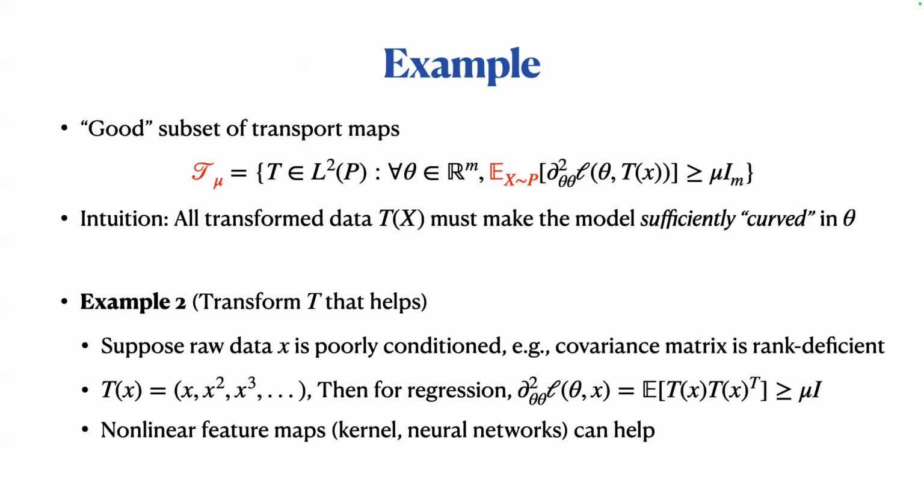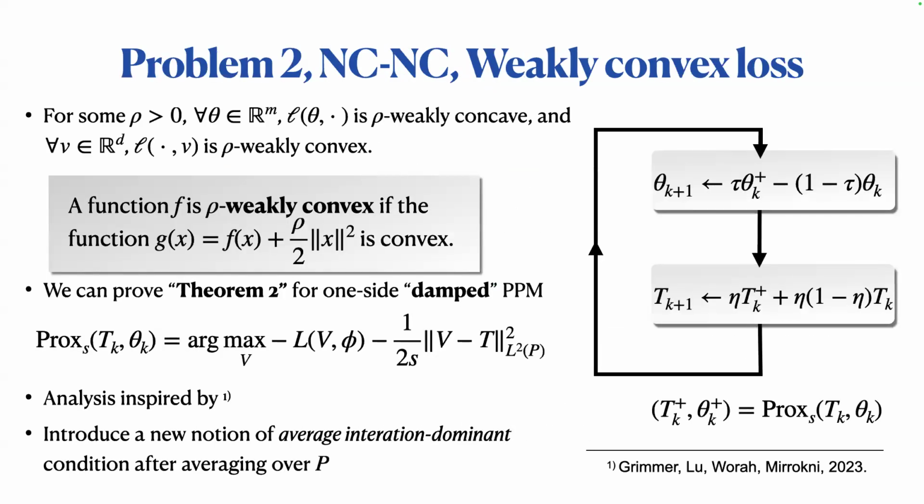This is, I think, why we use feature maps involving kernel and neural networks that can improve the condition of the problem. So this is, I think, roughly speaking, the concept of why we need this T. Okay, finally, this is the last result I want to present.